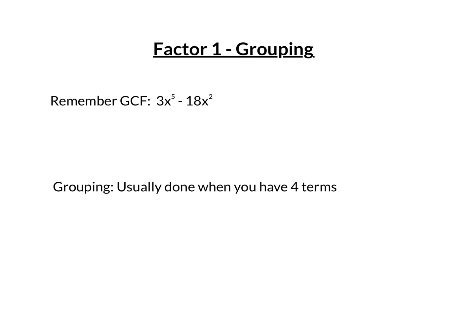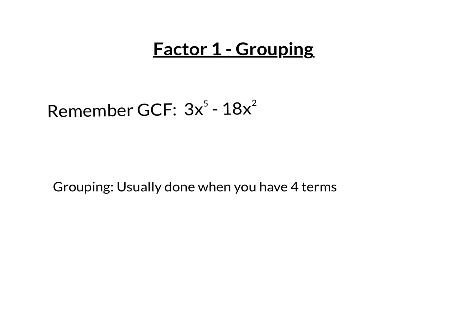Okay, so remember with GCF, GCF stands for greatest common factor. So we're going to look at this example and we're looking for what do these two terms, so notice it has two terms, what do they have in common? And the greatest thing they have in common. So the greatest number that I can divide 3 and 18 by is a 3. And the greatest variable that I can pull out of both of those is x squared. I can pull two x's out of each of them.